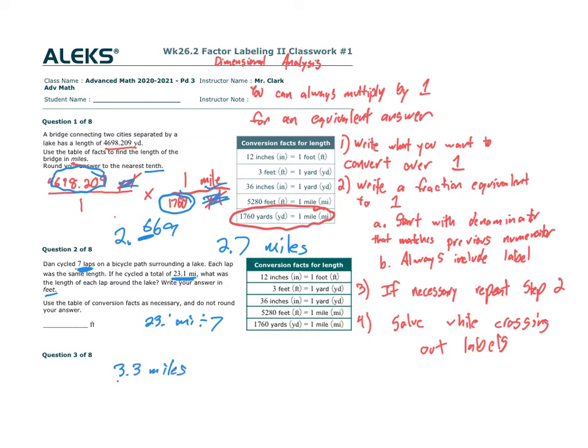Now we can go through the factor labeling. 3.3 miles over 1. We want to get rid of miles, and looking at our conversion, we want to end in feet. That's 5,280 feet is 1 mile. Then I'm going to cross off miles, and all I have to do is 3.3 times 5,280, and I'm going to end up with feet. My answer is 17,424 feet. All right, next question.